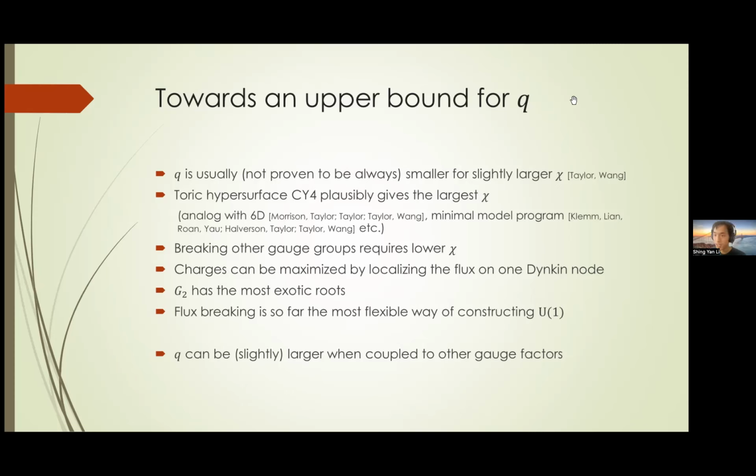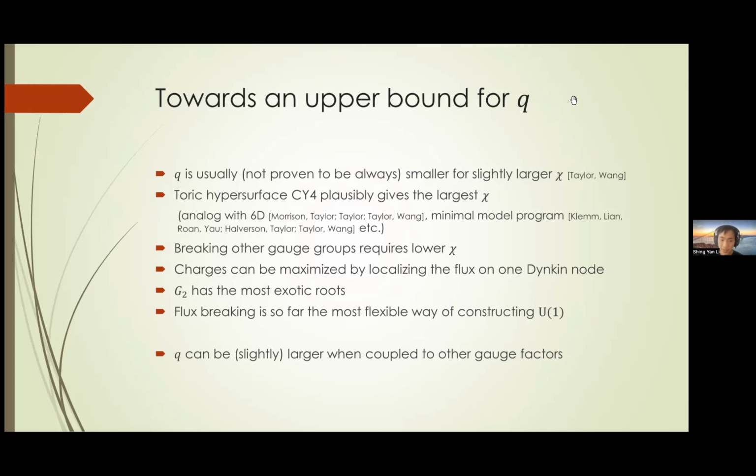And the second question is, can I break other gauge groups to get U1 charges? There are several points on that. First of all, breaking other gauge groups will require lower chi. As you see before, if we pick a large chi, the only gauge group that is available is G2. So if we need to look at other choices, we need to lower the chi by quite a bit. So that already decreases the gauge charge, decreasing the U1 charges.